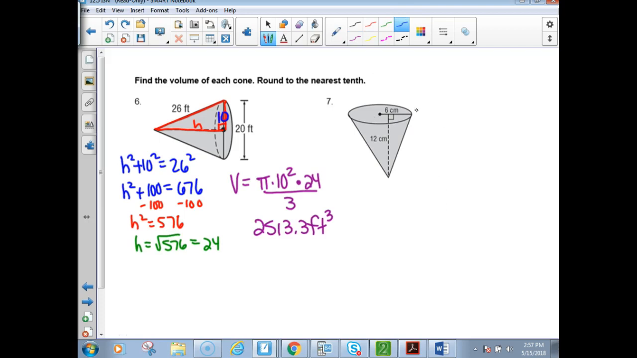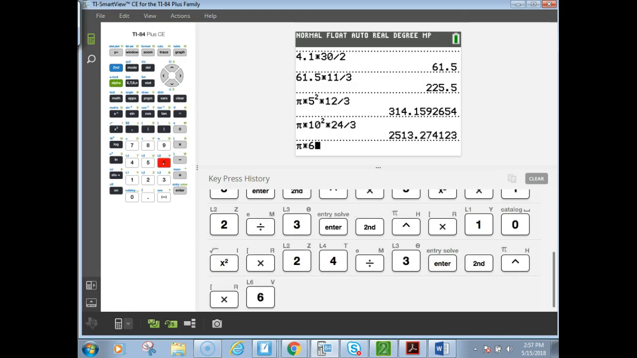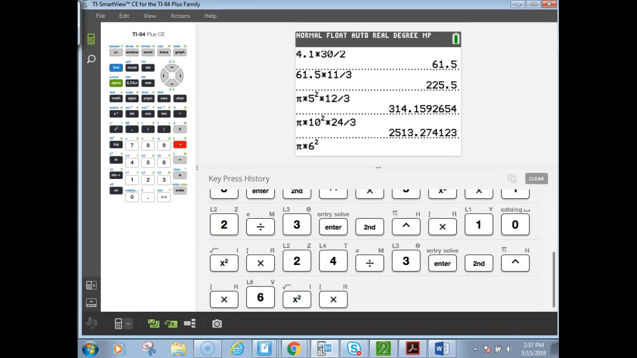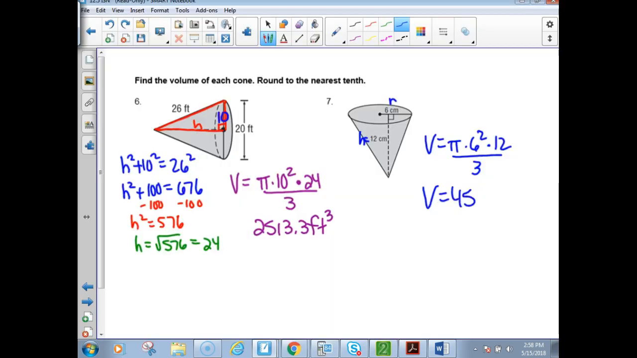Okay, number 7, the radius is given and the height. So we're ready to go for the volume. Pi times 6 squared times 12 divided by 3. For that one we got 452.4. Yes, right. Cubic centimeters. Okay, that should be it.